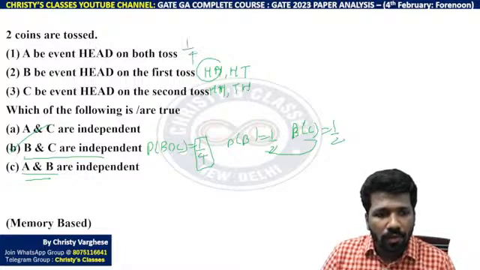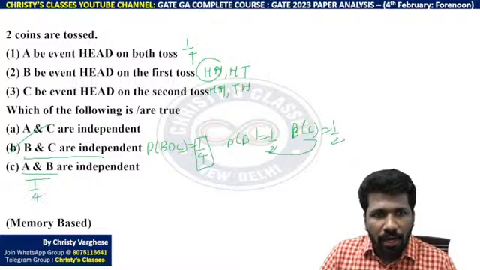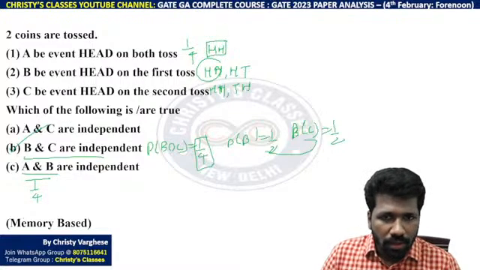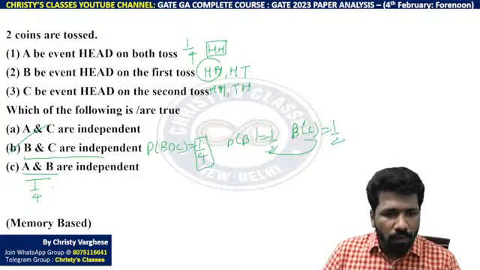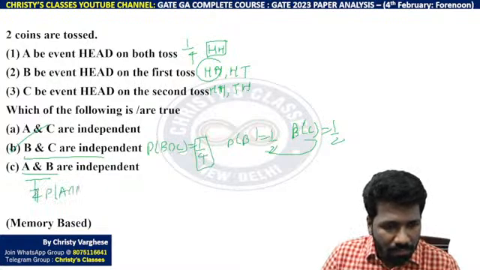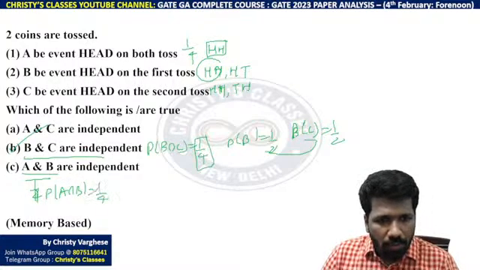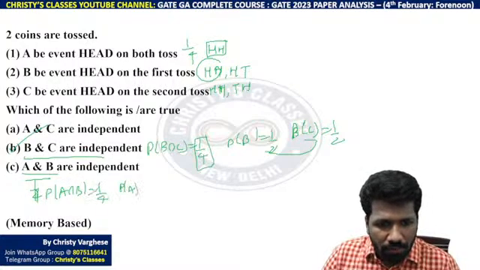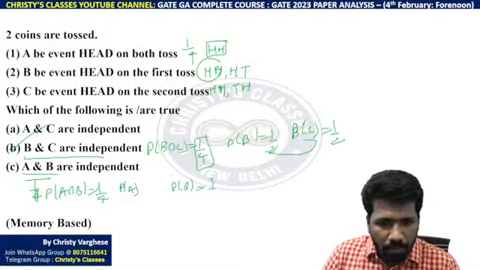1/4. 1/4 and head on both tosses, there is only one chance, 1 out of 4. So 1 out of 4 will be probability of A intersection B. Probability of A intersection B will be 1 out of 4. Probability of A and probability of B we already found. Probability of B is 1/2. Probability of A is 1/4.